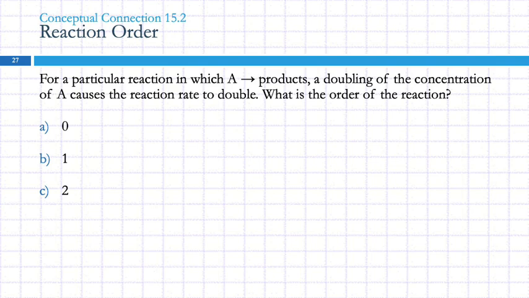So here's a conceptual question. Looking at a particular reaction where you just have one reactant forming products, if we double the concentration of A, the reaction rate doubles. What is the order of the reaction? First order. How do we figure that out?